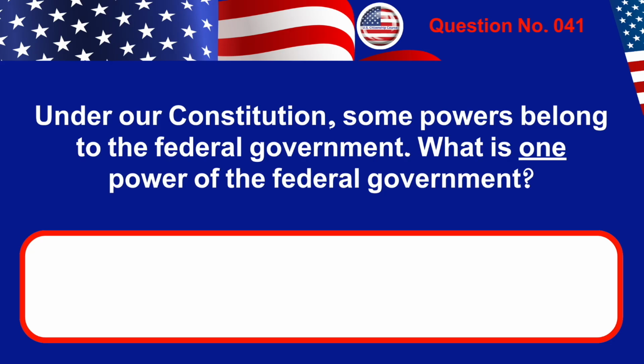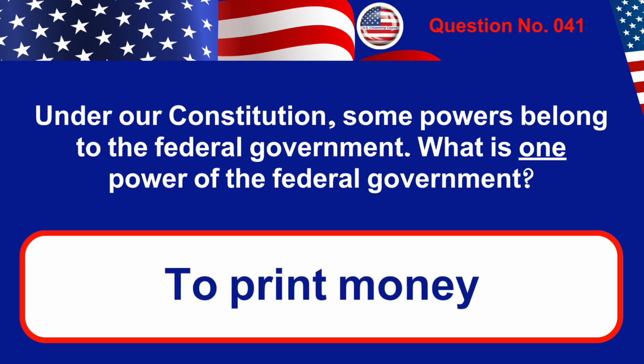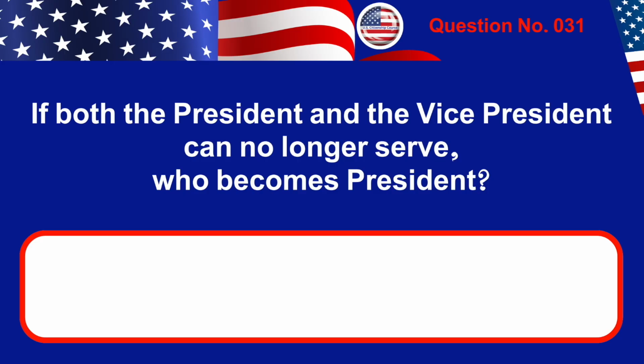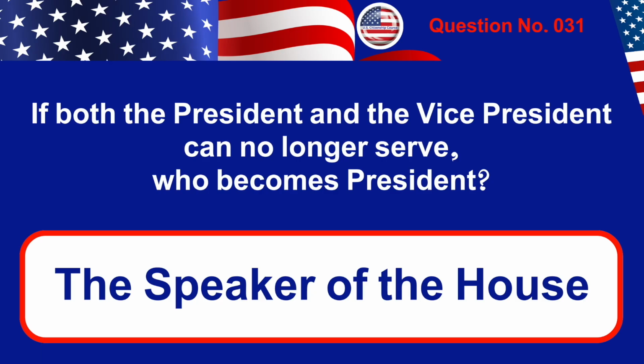Under our Constitution, some powers belong to the federal government. What is one power of the federal government? To print money. If both the president and the vice president can no longer serve, who becomes president? The Speaker of the House.